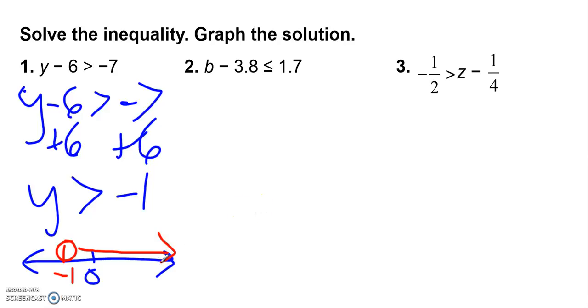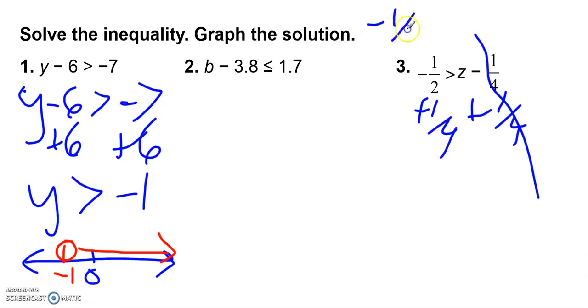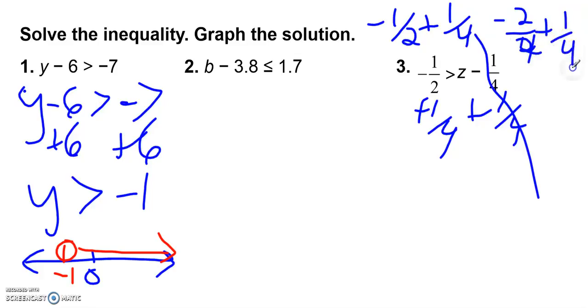Okay? And then over here, I'm going to do 3. We have plus 1/4 plus 1/4. That gets rid of it. And then, so negative 1/2 plus 1/4. So this is going to be negative 2 over 4 plus 1/4. So we get negative 1/4. So negative 1/4 is greater than z.